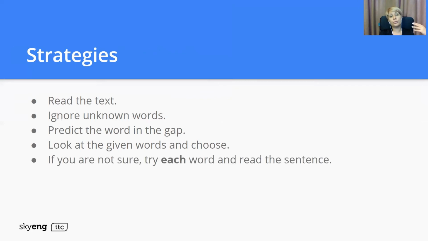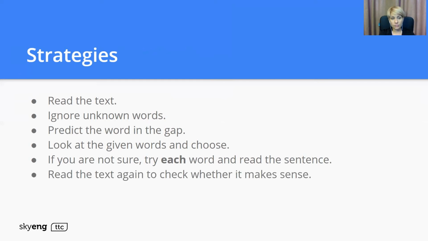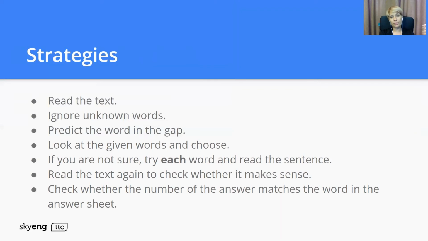Again, if you are not sure, try each word and read the sentence with this word. Maybe it makes sense. And then we read the text again to check whether it makes sense, and check whether the number of the answer matches the word in the answer sheet. If they say, well, I don't know some of the words, again, try like this.